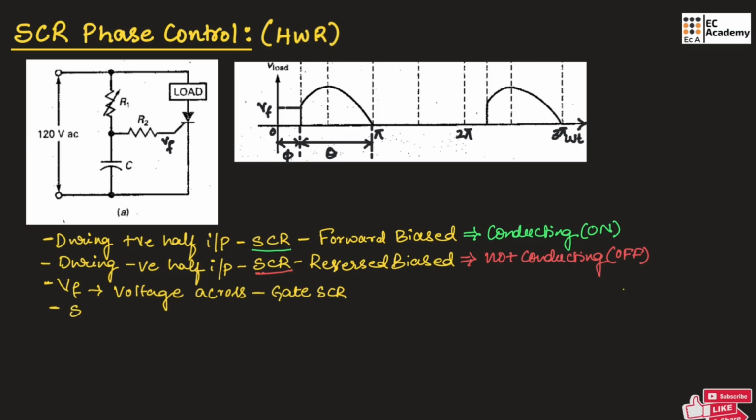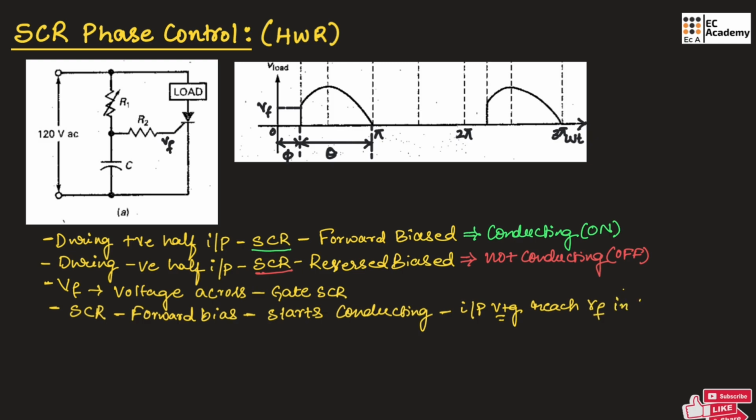Even though the SCR is forward biased, the SCR starts conducting when the input voltage reaches VF in positive cycle. So you need to remember that even though the SCR is forward biased, this SCR will start conducting only when the input voltage reaches VF, which is the voltage across the gate in positive cycle.